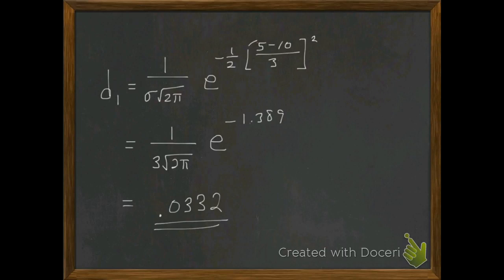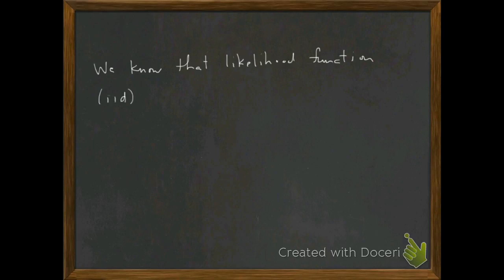Now, the next thing that we know is we know that the likelihood function for n observations is the product of the densities. So we know that the likelihood function, and again we have the IID property, independent and identically distributed. We know that the likelihood function for n observations is the product of the individual densities.